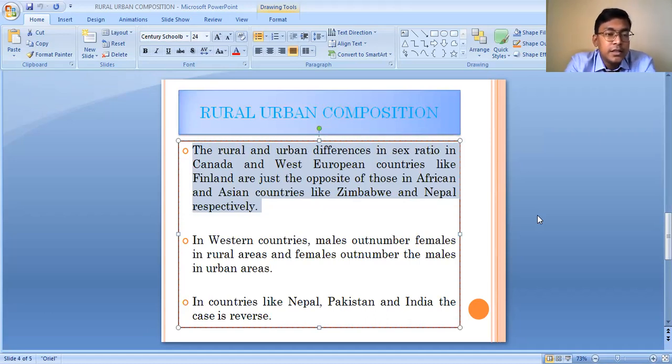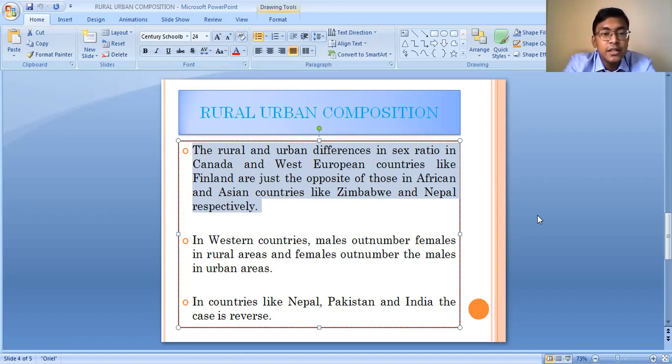Basically, in the European countries, the people living in the rural areas are highly developed technologically. They carry out agricultural activities with the help of modern machinery. Whereas people in the African and Asian countries carry out agricultural activity with manual labor. So there is a vast difference in the sex ratio in the European countries and in the Asian and African countries. The rural and urban differences in sex ratio in Canada and West European countries like Finland are just the opposite of those in African and Asian countries like Zimbabwe and Nepal, respectively.